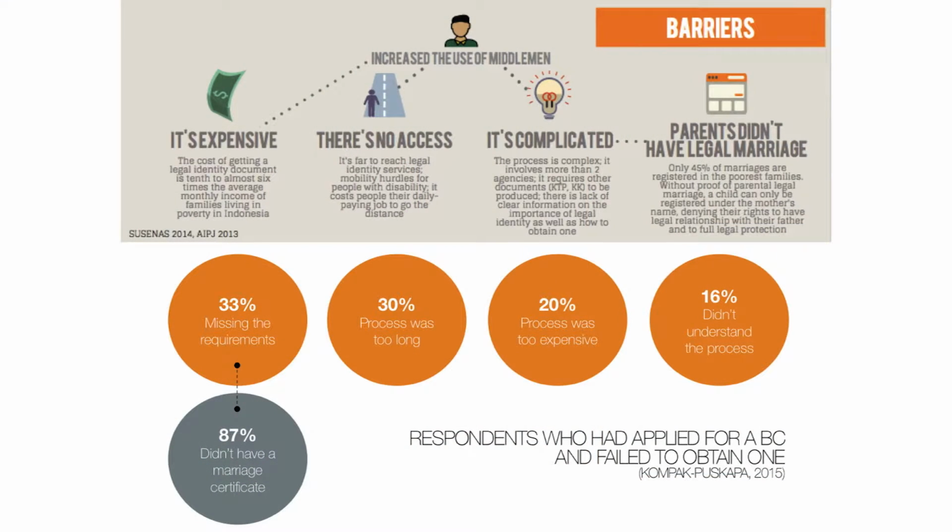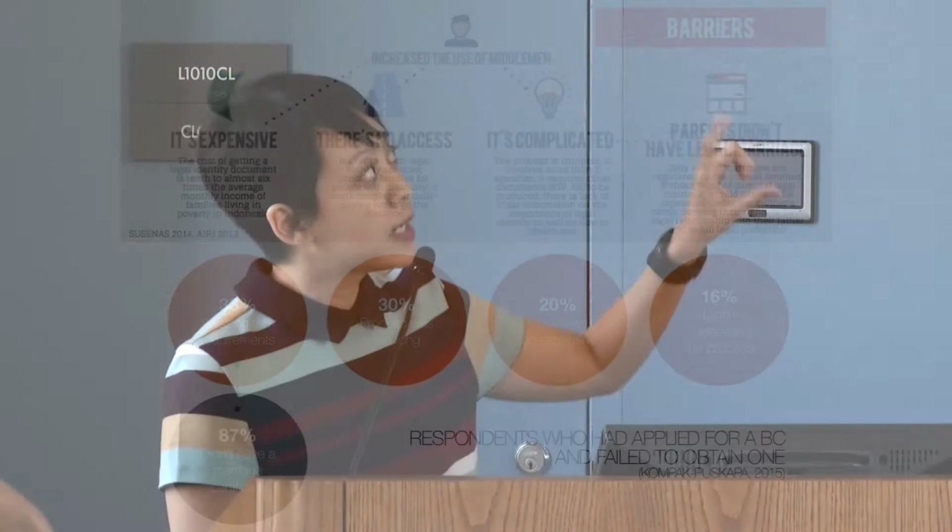Okay, so in terms of barriers, from our surveys, from our study, we found that basically the main barrier is the cost of the whole process. It's expensive. It's very difficult to reach the civil registration office at district level. The process is very complicated, and of course, because parents didn't have a legal marriage. And it is still consistent in our recent finding in 2015. The above information came from the 2013 survey.